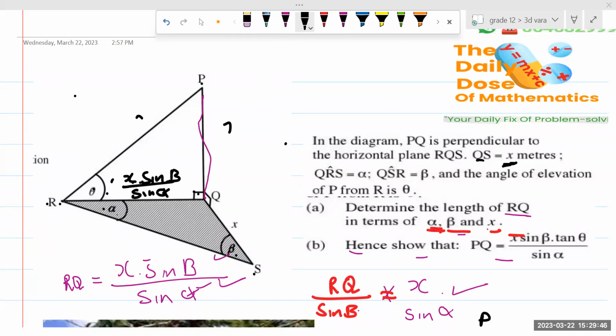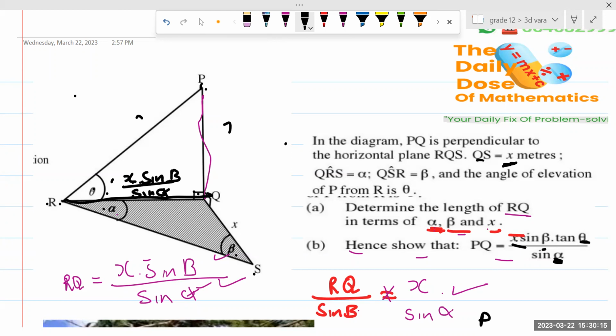If we've already agreed that RQ can be given as the following, they are saying, go and show us that PQ is given as x sine of beta multiplied by the tan of theta, all over the sine of alpha. I think it's clear to everyone. So what is it that we want to have? We want the tan of theta, the sine of alpha, the x and the sine of beta. You can already see that we have half of those things there.